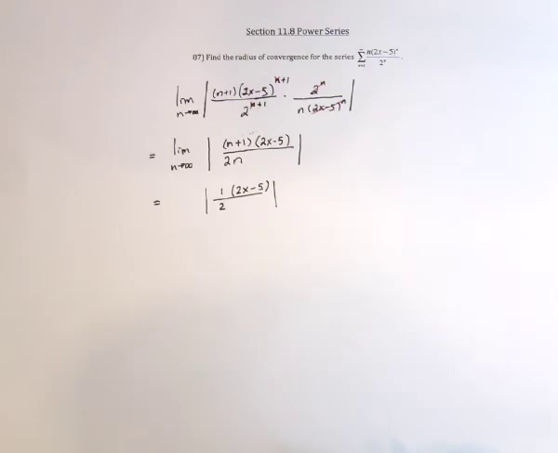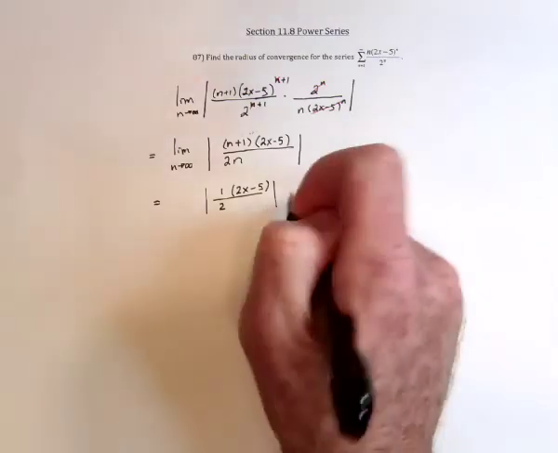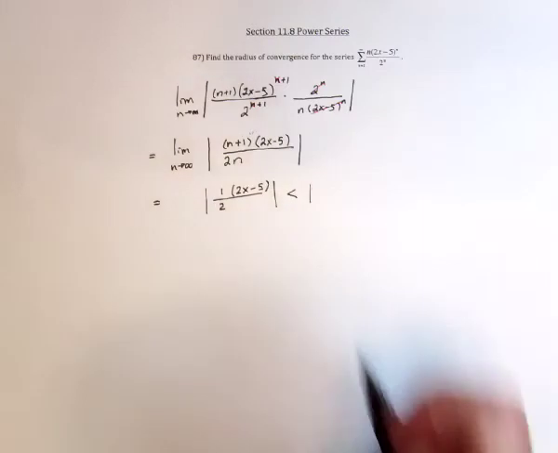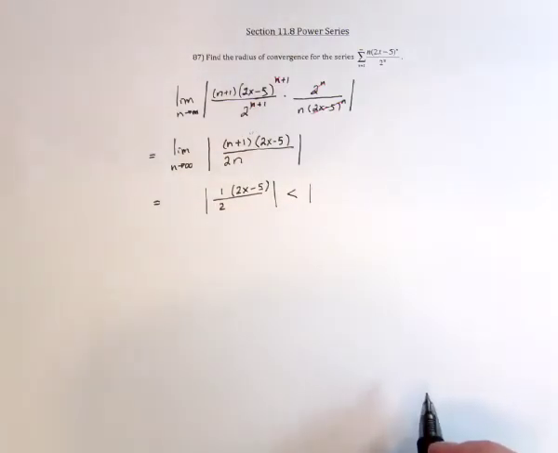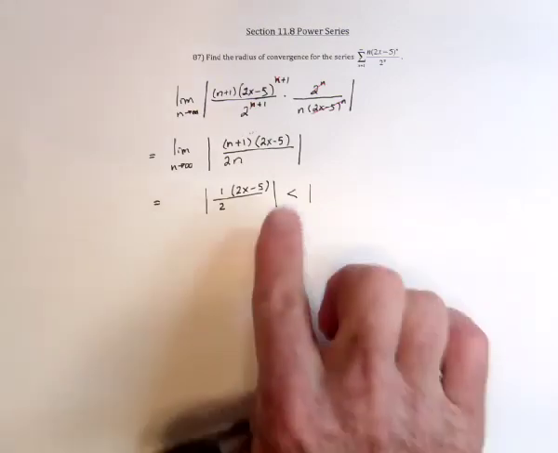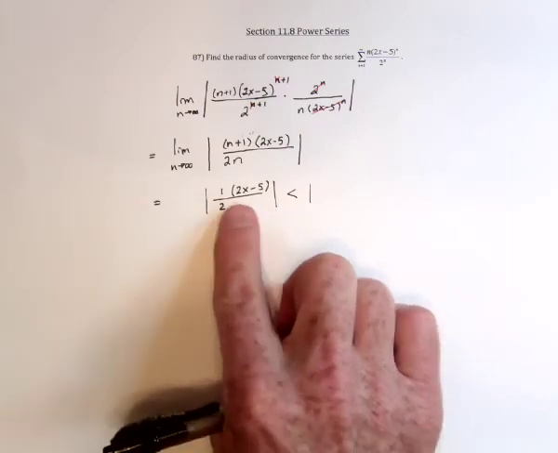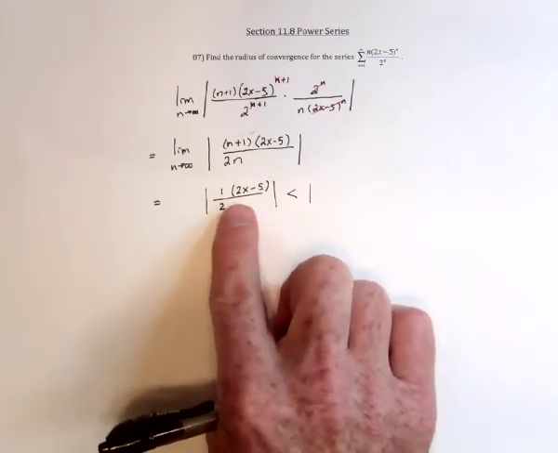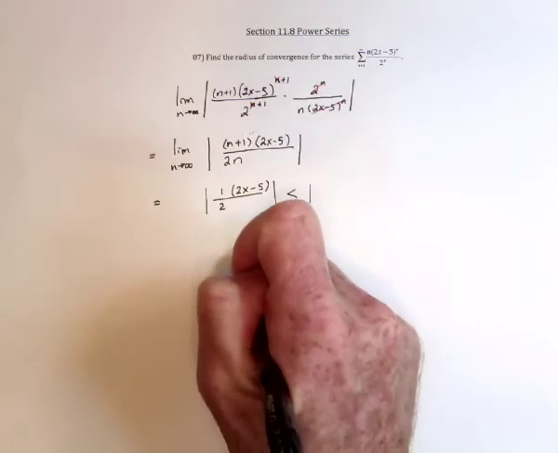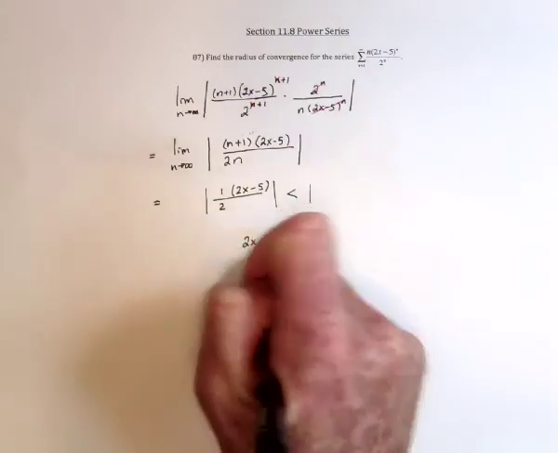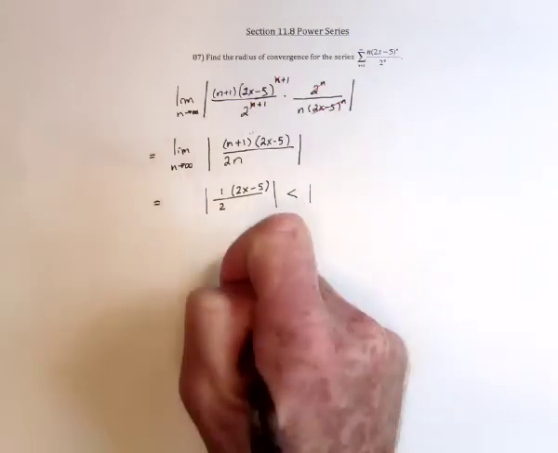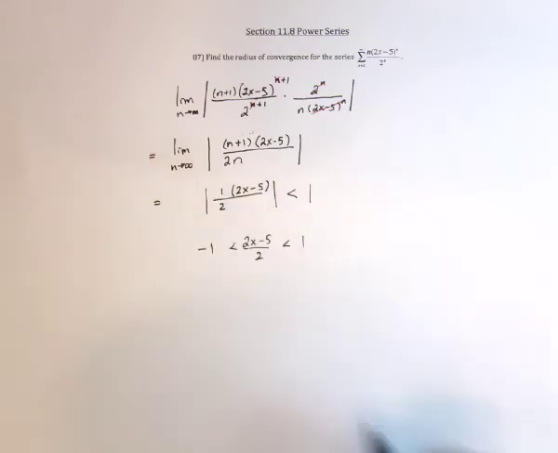Then for the ratio test, it converges if this is less than 1. Keep in mind that if it equals 1, the test is inconclusive and you have to just try some other test. So this is a strict inequality less than 1. So this says we've got this, which in absolute value needs to be less than 1. That means we've got 2x minus 5 over 2 sandwiched between positive 1 and negative 1. And then do some algebra.